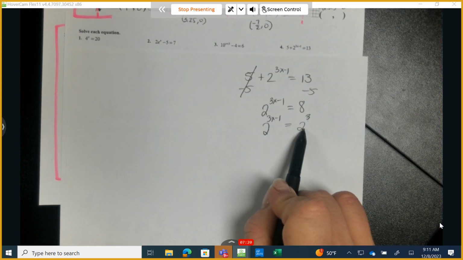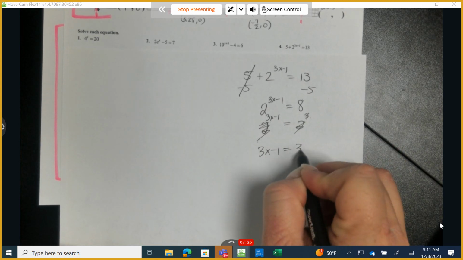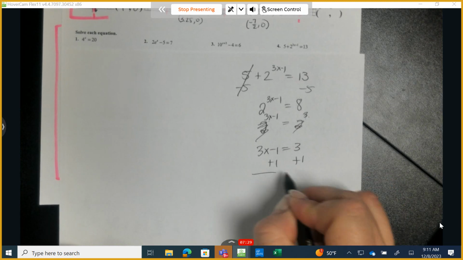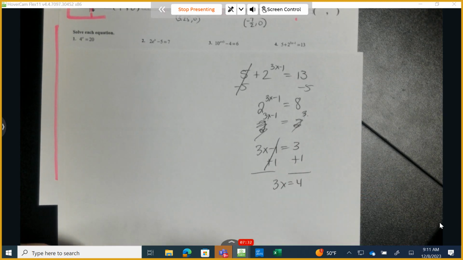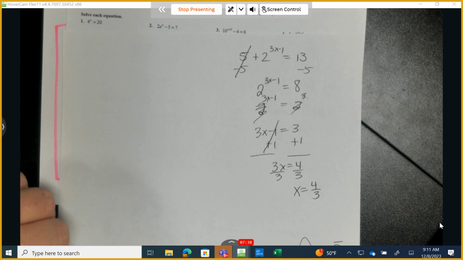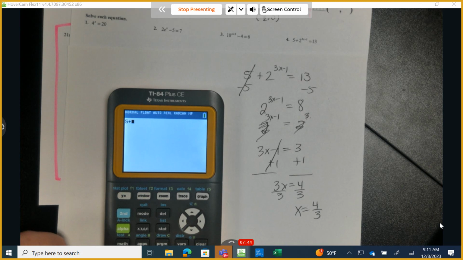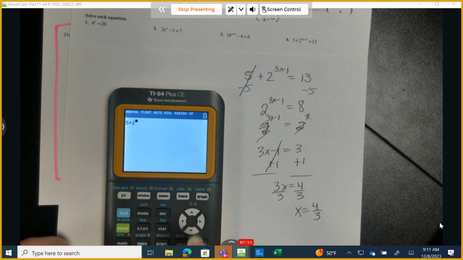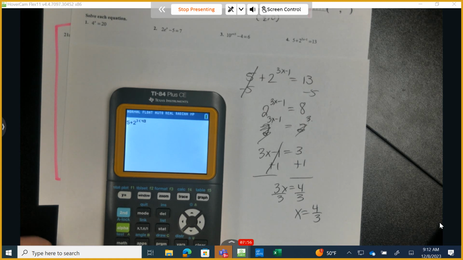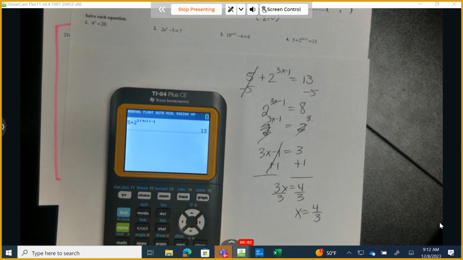Now we have the exact same bases. We're able to cancel out the bases, and I bring down the exponents. 3x minus 1 equals 3. I'm going to add 1 to the opposite side. 3x equals 4. And once we divide by 3, we end up with an answer of 4/3. We could always go back and make sure we did it correctly. I'm going to grab the calculator, come back to this original, and I do 5 plus 2 raised to, now I'm using a fraction, so I'm going to use parentheses here, and I have 3 times the quantity 4/3, subtract 1. This answer should equal 13. If it does, then I chose the correct answer.